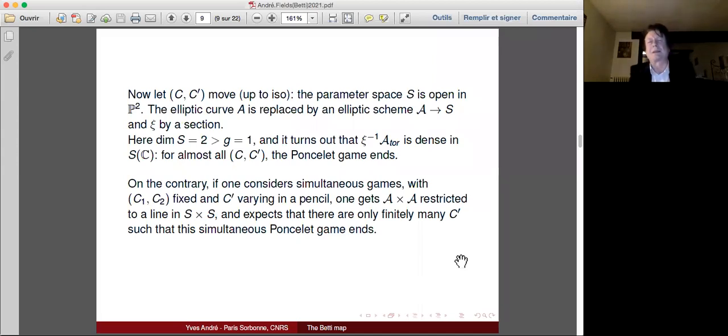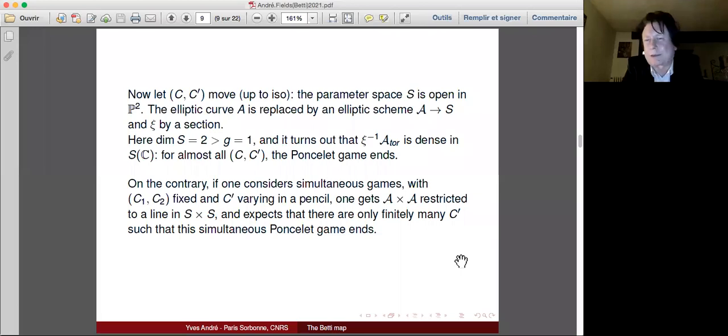But now let's complicate the game a little bit and imagine that the pair of conics, C and C prime, move. Then the parameter space of such pairs up to isomorphism is in fact an open subset in the projective plane, because you can fix the first conic and then the second one is given by 3 parameters up to homothety.